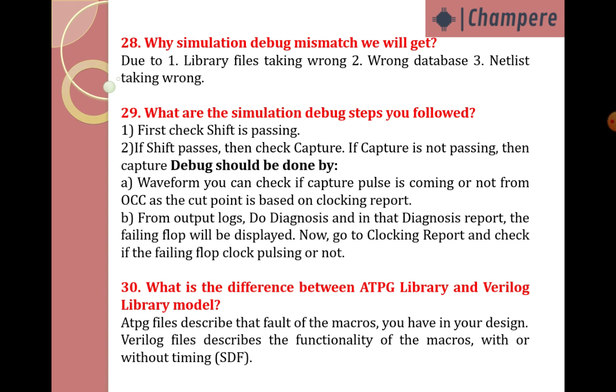How will we do it? In the waveform, you can check whether the capture pulse is coming from the OCC, at the cut point based on the clocking report. And the second one: from the output logs, do diagnosis, and in the diagnosis report the failing flop will be displayed. Now go to the clocking report and check whether the failing flop's clock is pulsing or not.